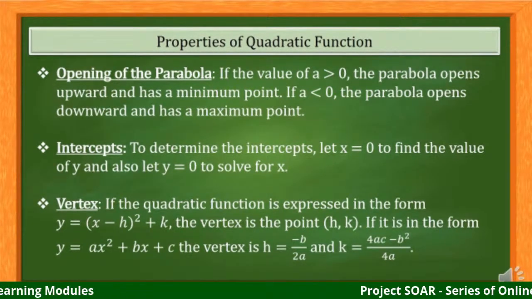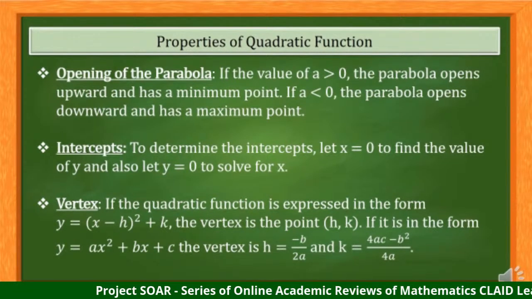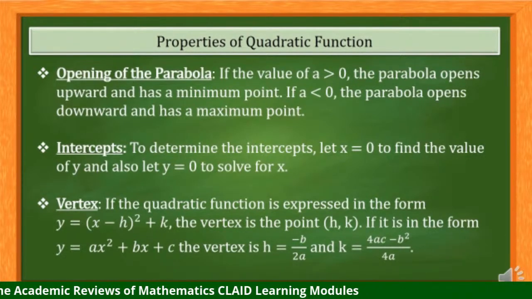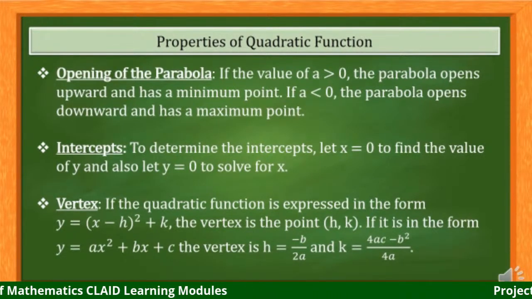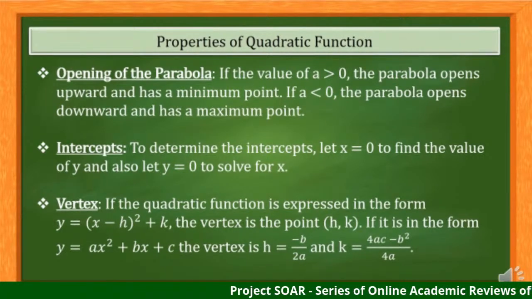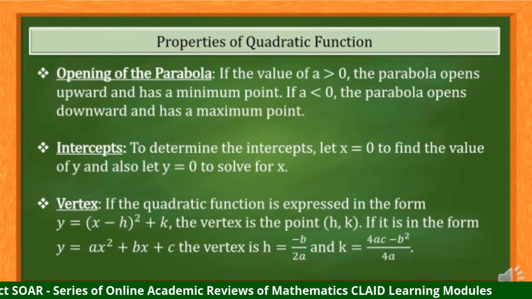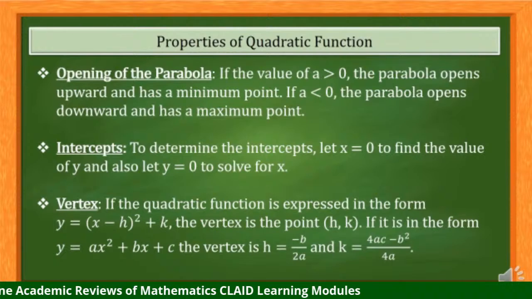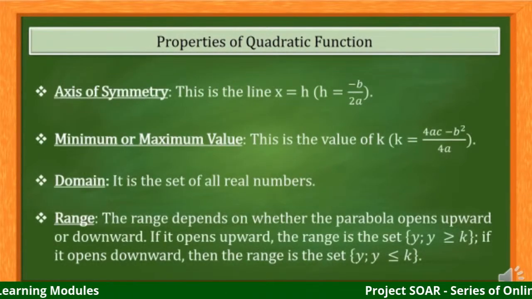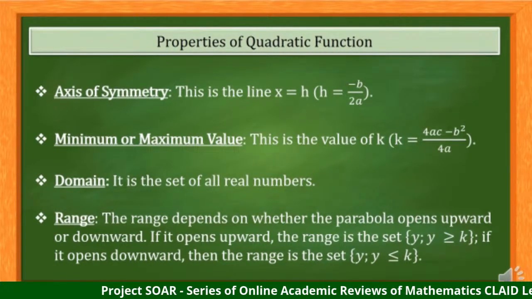The third one is vertex. If the quadratic function is expressed in the form y equals the quantity of x minus h squared plus k, the vertex is the point (h, k). If it is in the form y is equal to ax squared plus bx plus c, the vertex is h is equal to negative b over 2a, and k is equal to 4ac minus b squared all over 4a. The fourth property is axis of symmetry. This is the line x is equal to h.